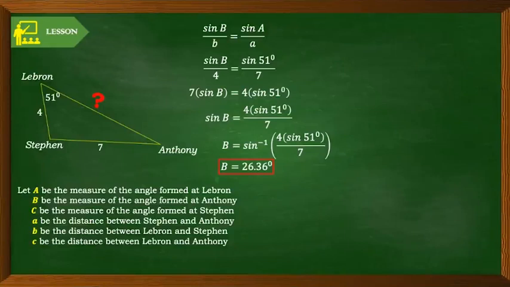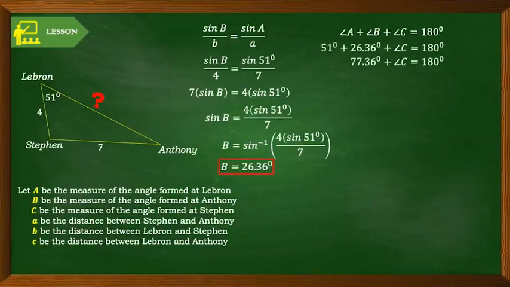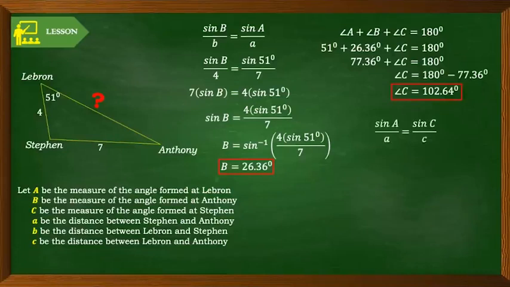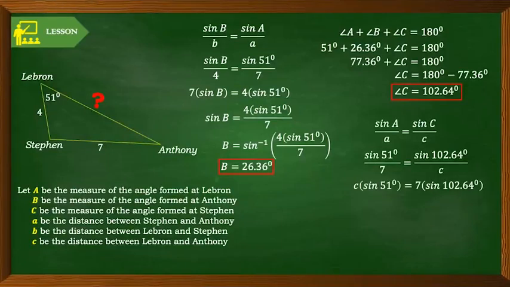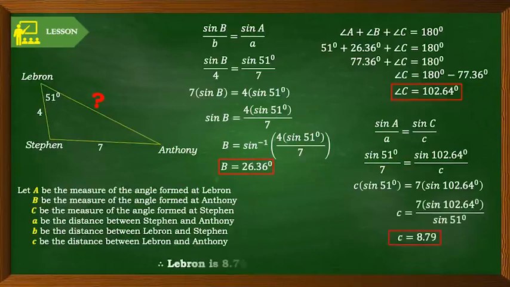Then we solve for the third angle, angle C. So using the triangle sum theorem, substitute the values, combine similar terms, subtract both sides of the equation by 77.36 degrees. So angle C is 102.64 degrees. Then lastly, we can solve the distance between LeBron and Anthony using this formula, sine A over a equals sine C over c. Substitute the values, cross multiply, divide both sides by sine 51 degrees. So c is equal to 8.79. So therefore, LeBron is 8.79 meters away from Anthony.